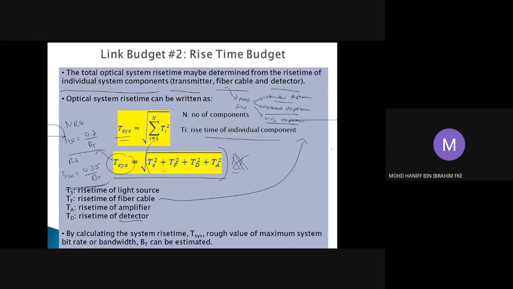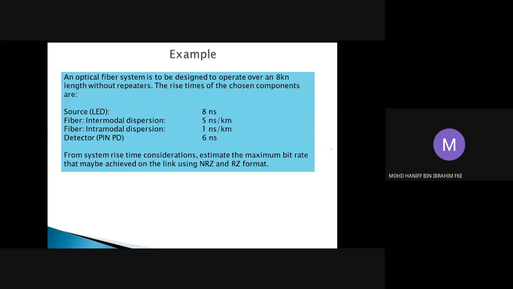Okay then, are there any questions? No? Okay, let us have a look at this example just to ensure that you really understand the rise time or bandwidth budget analysis.